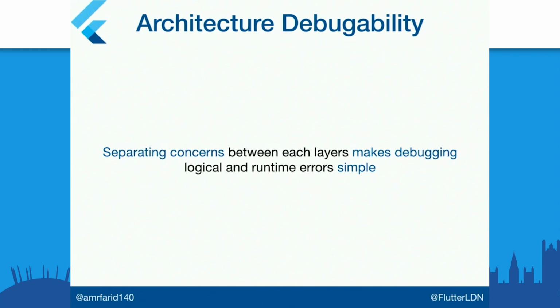And finally, debuggable. Since we separated the concerns, we know exactly where everything lies. If there is an issue and we want to debug it, we can see if it's a logical issue, you know exactly which layer you are talking about. And if it's runtime errors, again, you would know exactly where the error lies.